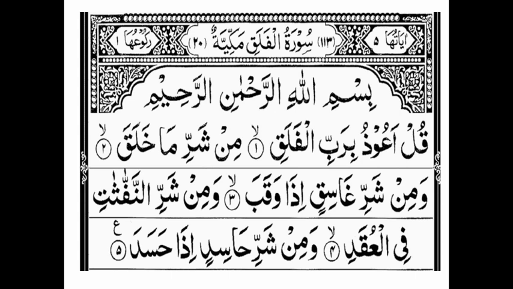Qul. A'udhu. In the previous surah we read Birabbin Nas, and here we're gonna read Birabbil Falaq. So make sure don't get confused. So the previous surah is Qul a'udhu birabbin nas, and here is Qul a'udhu birabbil falaq. Birabbil falaq.